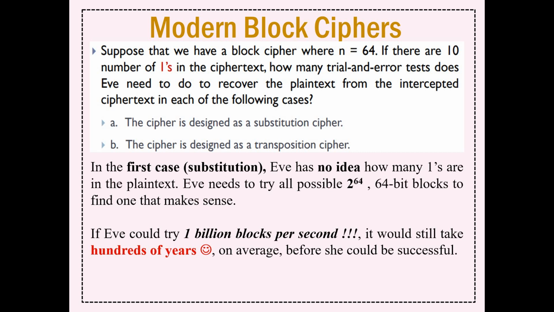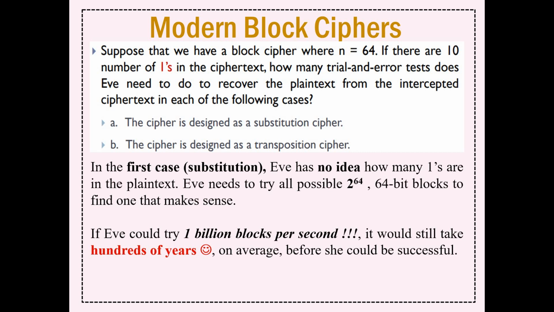Now, when you are using the substitution cipher, Eve has no idea how many ones and zeros are there in the plain text, as per the rule of substitution itself. So Eve needs to try almost 2 to the power 64 combinations, because n is equal to 64. Even at around 1 billion blocks per second, it will still take hundreds of years to find the right solution for a substitution cipher.